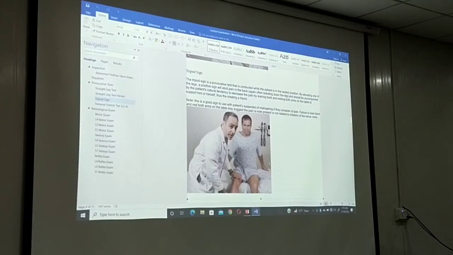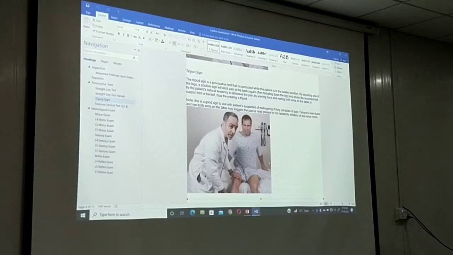Yesterday, Dr. Gilgit briefed me about the tripod sign, so I have read it thoroughly. The tripod sign is very good to rule out sciatic nerve involvement. The tripod sign is a provocative test that is conducted while the patient is in the seated position.